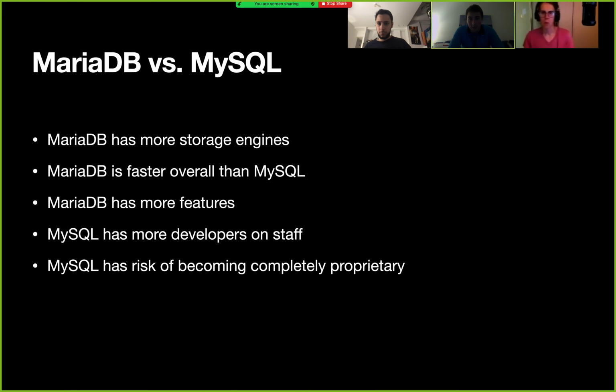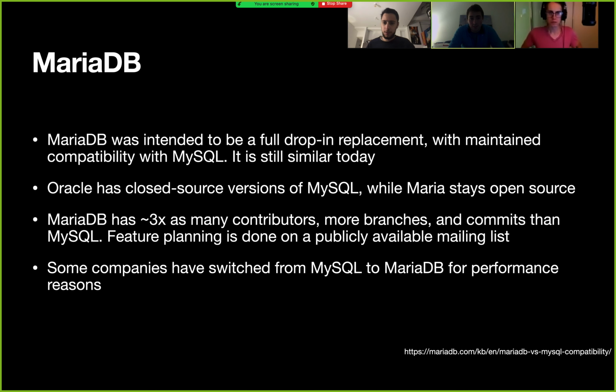Or did we talk about this? Oh yeah, so MariaDB. I call it Maria. Yeah, so it was intended to be a full drop-in replacement for MySQL, and I've done this before. It works pretty good. It's like 99% similar to MySQL. There's a couple of things that were not ported over, but today it's very similar. Oracle does have a closed source version, but that's kind of something else. You don't have to use it.